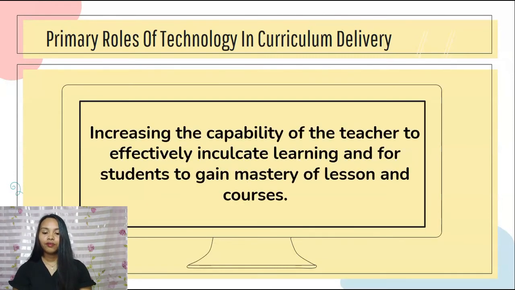Next one is increasing the capability of a teacher to effectively inculcate learning for students to gain mastery of lessons and courses. So technology appeals to both teachers and students because it has plenty of opportunities for improving classroom learning. Teachers can find resources that are simple to introduce to his or her students, as well as websites that can assist students in practicing new content. To supplement training, there are a lot of teaching opportunities available to aid students in learning more and becoming better.